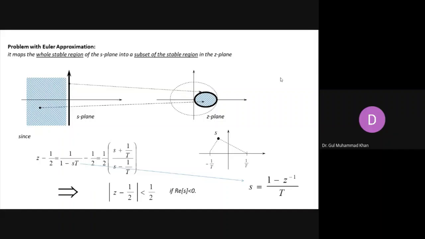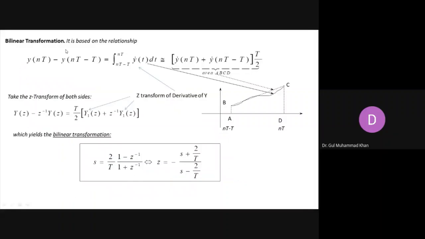Now, what is the alternative? The alternative is bilinear transformation. Now, where does the bilinear transformation come from? In this case, what we do is that this was the expression, if you remember, for differentiation.